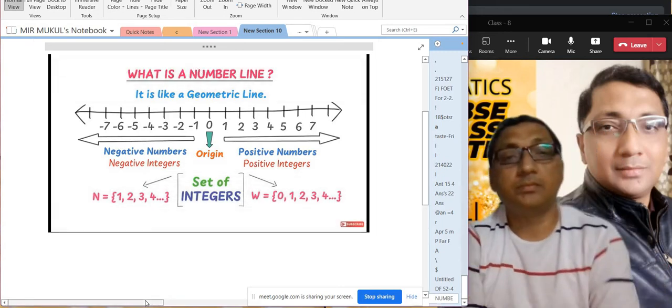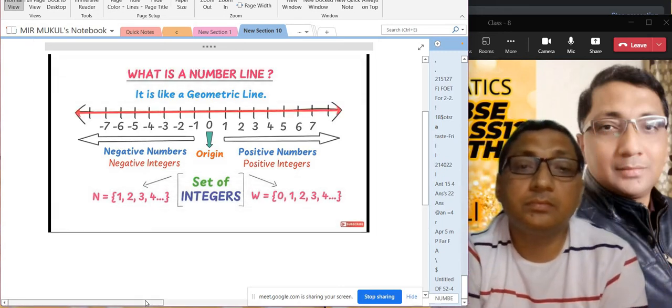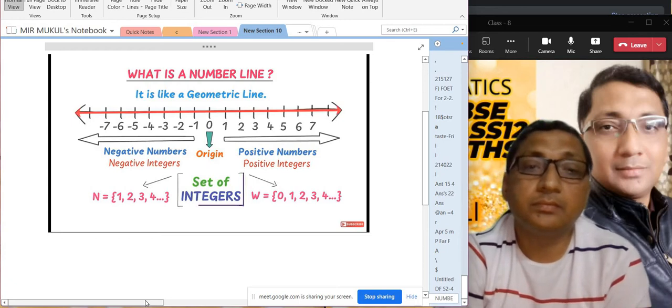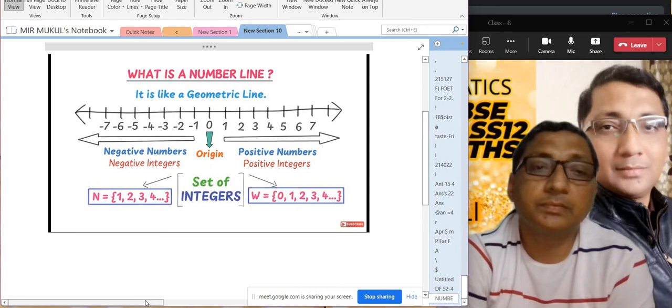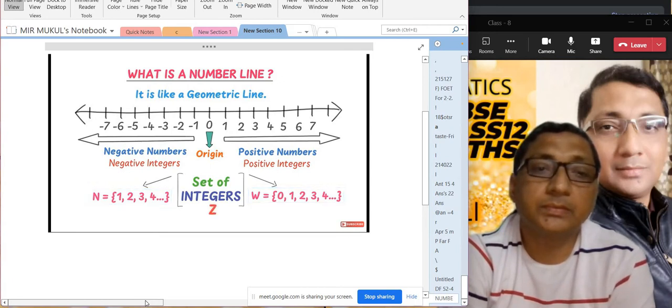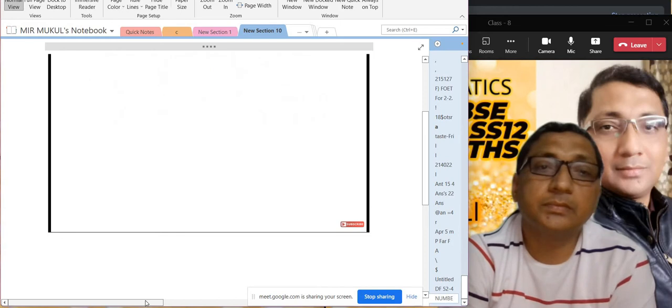Thus, when you read or listen about a number line, always remember that it is a set of integers, positive and negative numbers. Secondly, it also contains natural numbers and whole numbers. Remember that the set of integers is denoted by Z, the set of whole numbers is denoted by W, and the set of natural numbers is denoted by N.